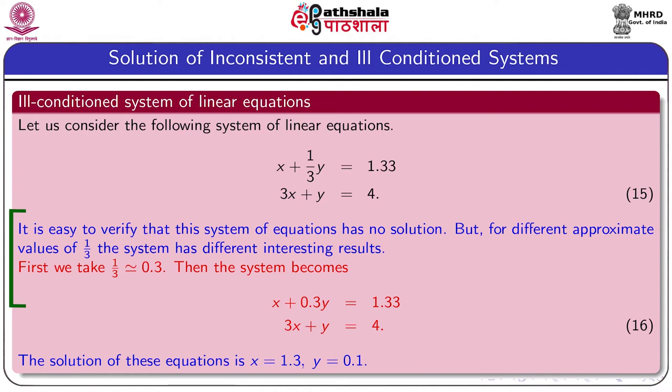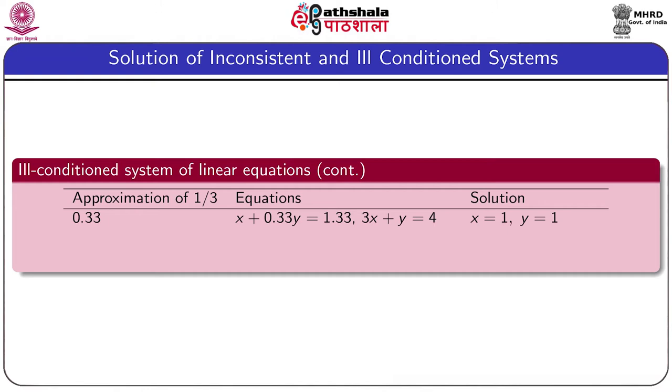First, we consider 1/3 approximately equal to 0.3. Then the system becomes x plus 0.3y equal to 1.33, and the second equation remains unchanged, 3x plus y equal to 4. And the solution of this system of equations is x equal to 1.3, y equal to 0.1. But if we approximate 1/3 as 0.33, then the first equation reduces to x plus 0.33y equal to 1.33, and the second equation remains unchanged, 3x plus y equal to 4. And the solution of this system of equations is x equal to 1, y equal to 1.